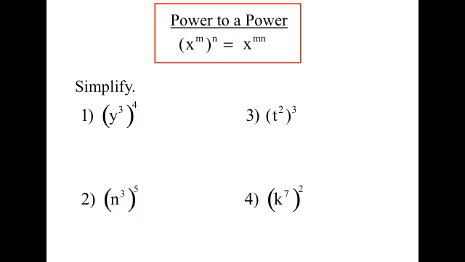Please write the notes above. Make sure you have the rule. And let's try one together. So y to the 3rd power, the quantity of y to the 3rd power to the 4th power, is equal to y to the 3rd power times the 4th power, which simplifies to y to the 12th power. Now stop the recording and do the next 3 questions.